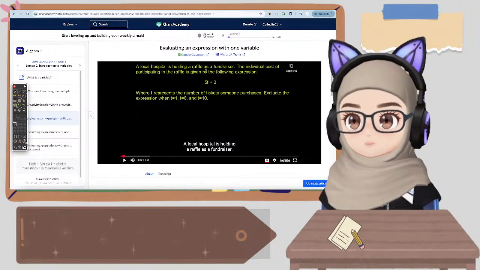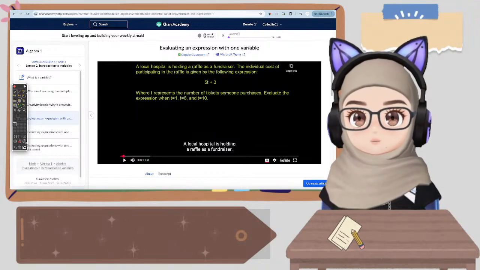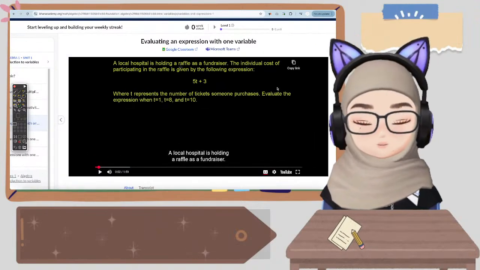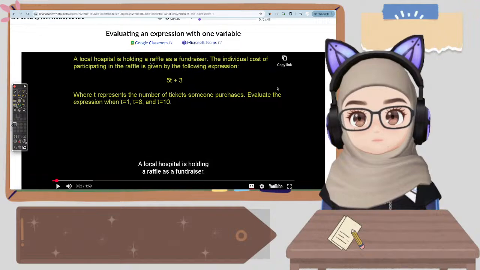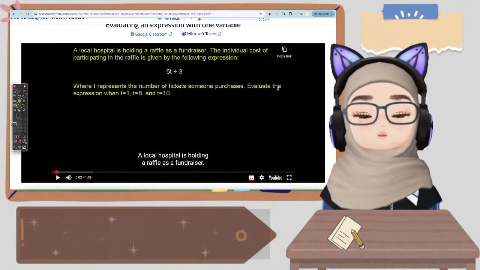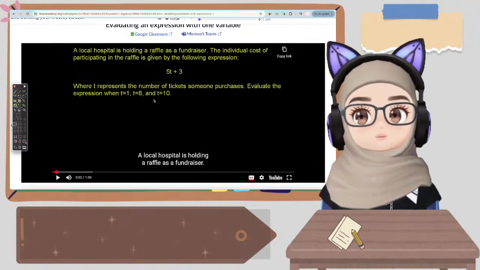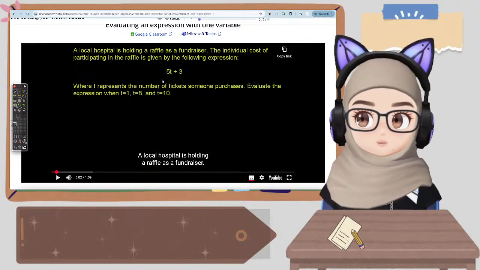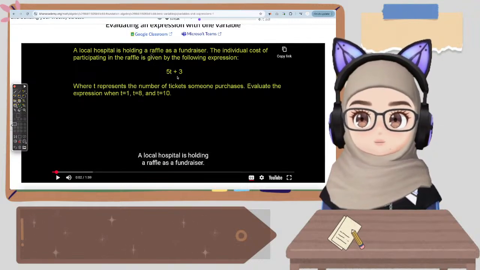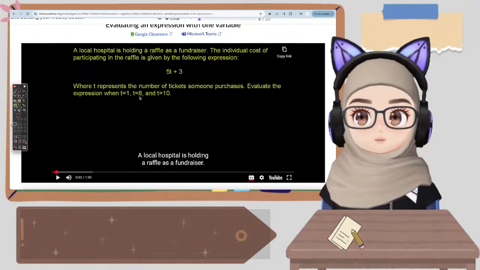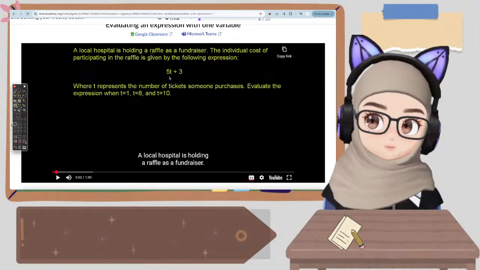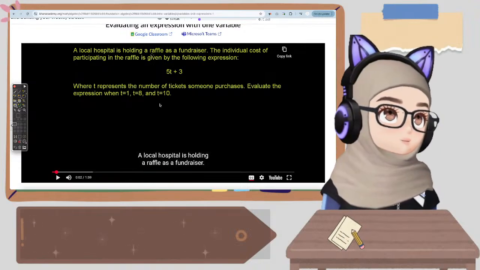So what is that? Evaluating an expression with one variable. We're going to try and solve a problem and use variables. Why are we using one variable? Oh, it's a variable, but at different times. So we're going to need to say 5 times 1 plus 3, or 5 times 8 plus 3, or 5 times 10 plus 3. That's it. You just solve for that, right?